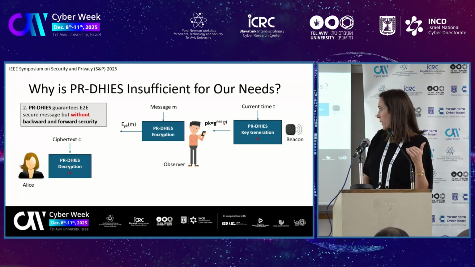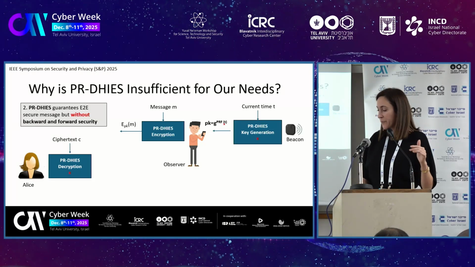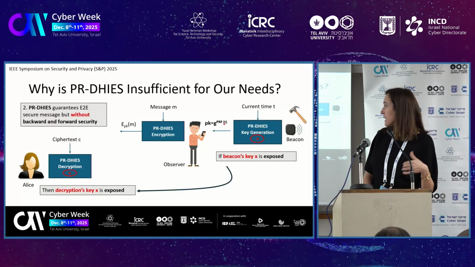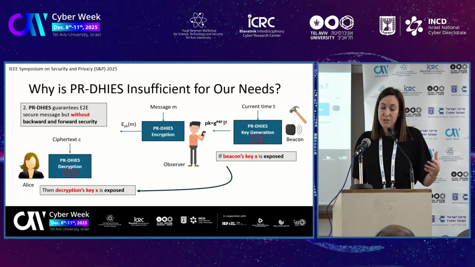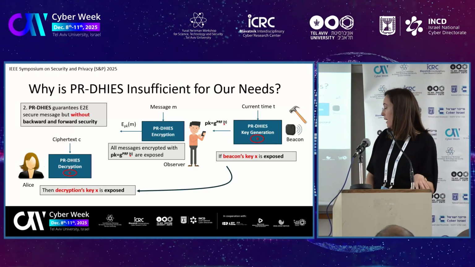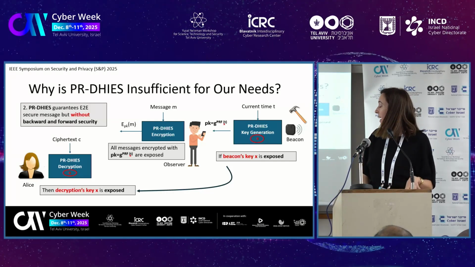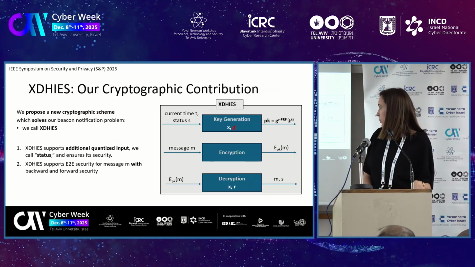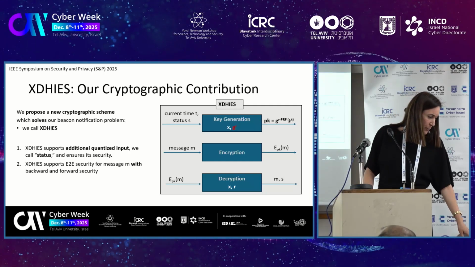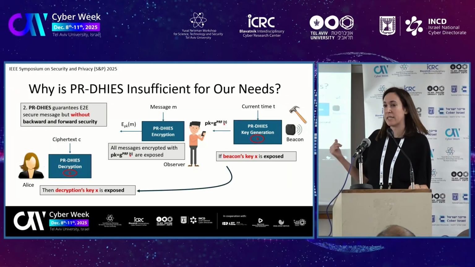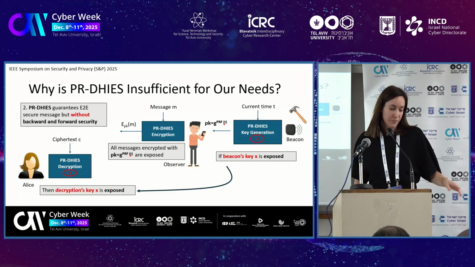However, without backward and forward security. That is, if someone reveals the secrets of the beacon, he actually reveals the secret of the decryption algorithm because they share the same key, and therefore all the observers' messages that were encrypted using this public key are going to be exposed.